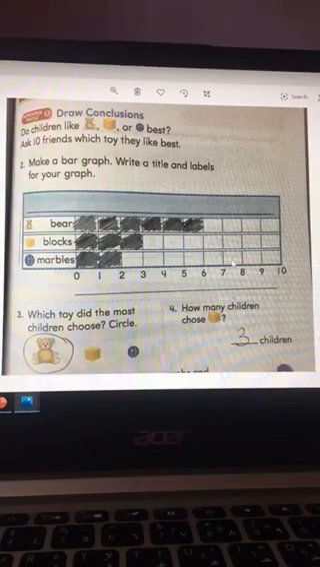Okay. Now we've reached the end of our session. I hope you've understood how we read and make our own bar graphs.